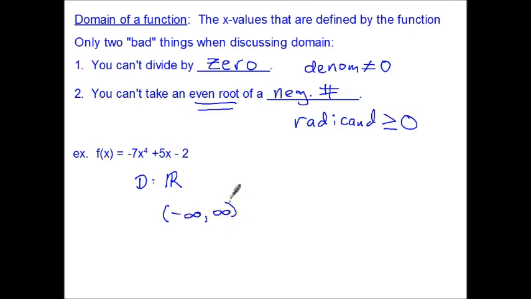So basically, the little symbol for all reals, you can simply write the word all reals, or even all real numbers if you prefer a little bit more wordy of an answer, or just again, the negative infinity to positive infinity interval notation version of that answer.